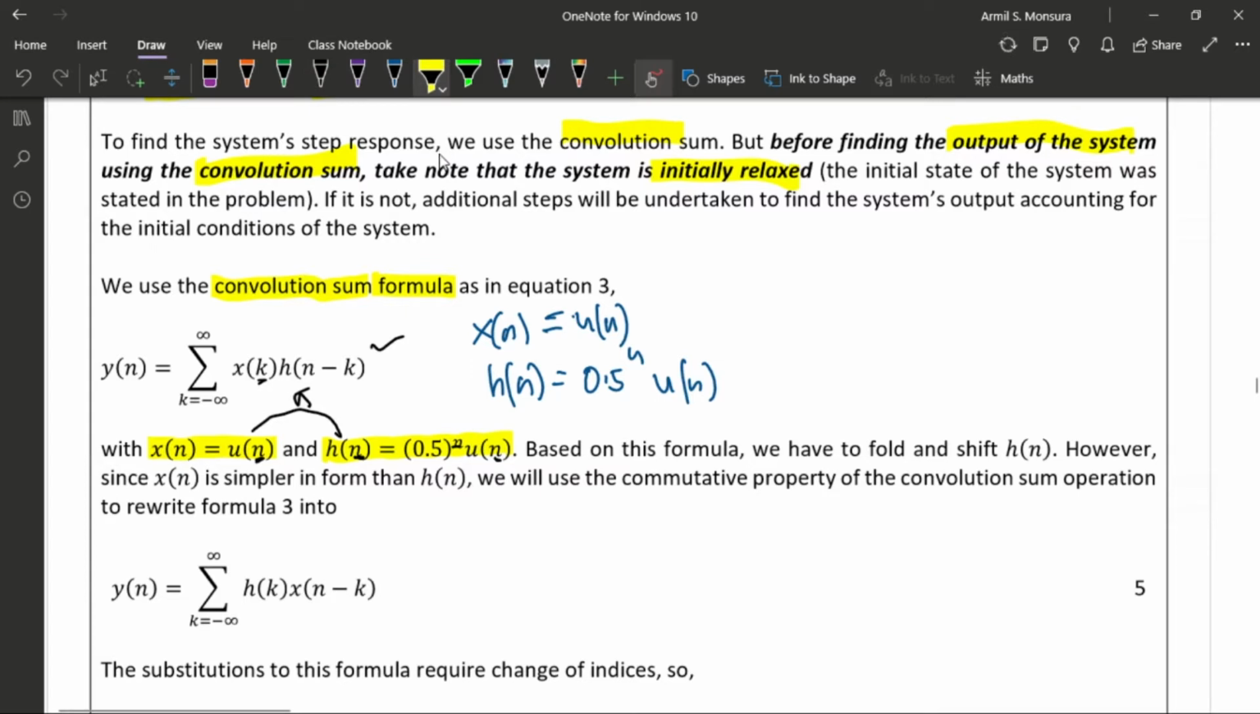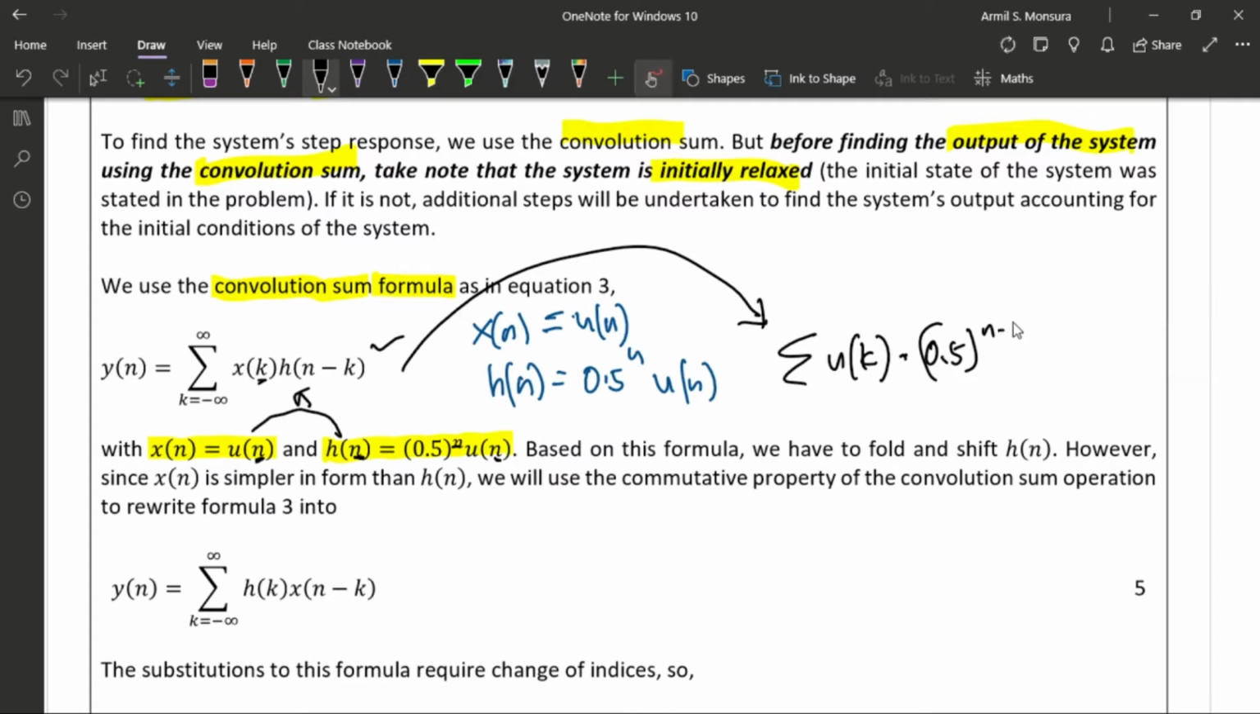Based on this formula, okay? So, ang mangyari doon is ganito, no? Pag sinubstitute natin siya, okay, ganito yung itsura niya. This is the summation of u of k, okay, times 0.5 to the n minus k times u of n minus k for k equals negative infinity up to positive infinity. So, yan yung magiging itsura ng formula natin pagka-substitute natin.